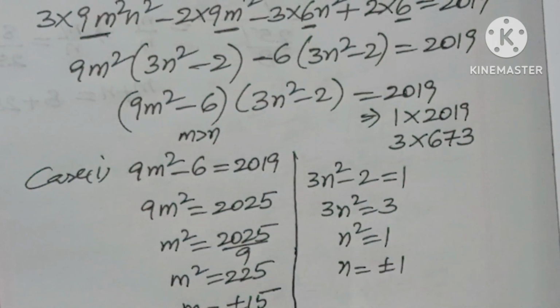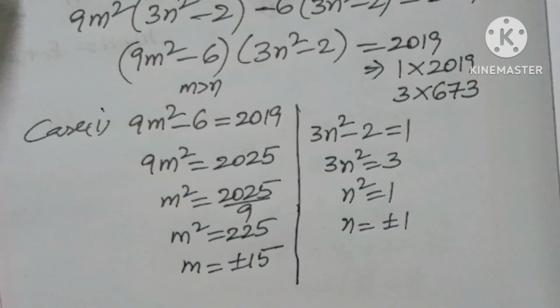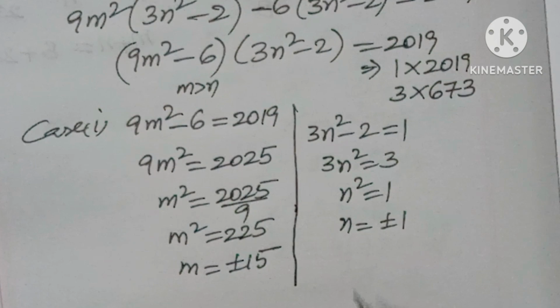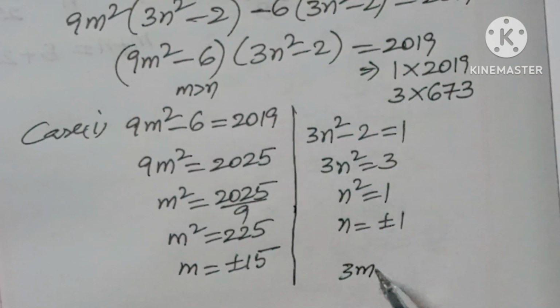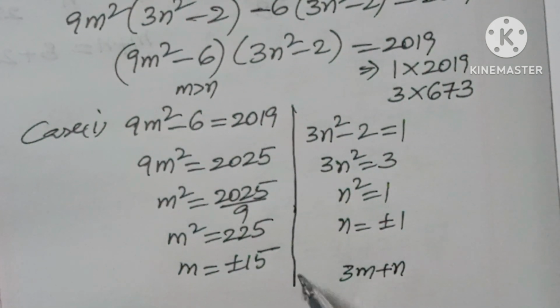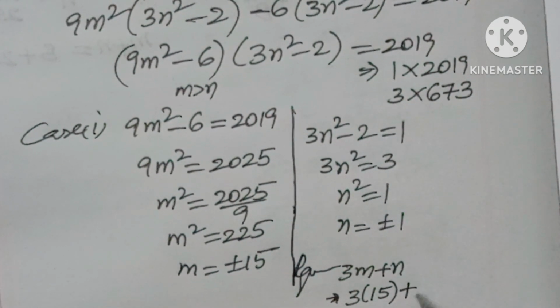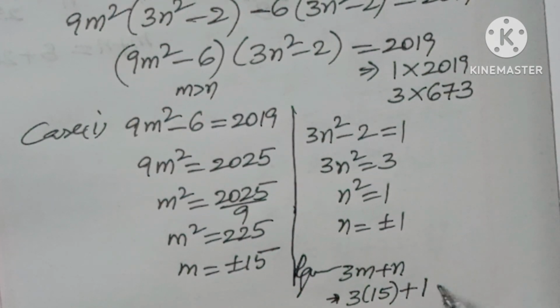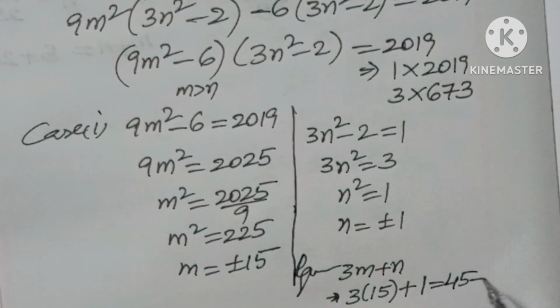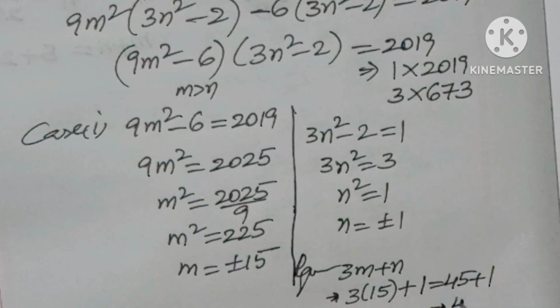So here you are taking only positive values of integers. So 3m plus n, what is required here? 3m plus n implies 3 into 15 plus 1, 45 plus 1. You will get 46.